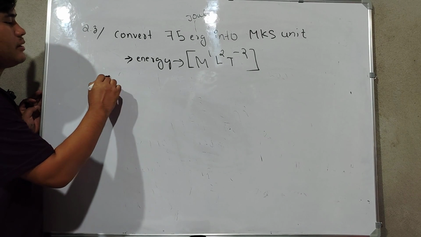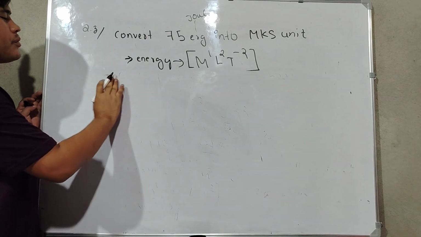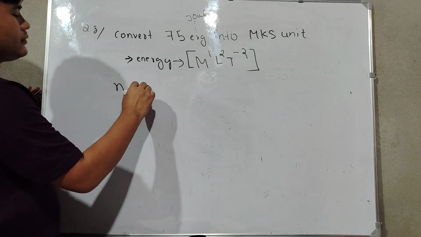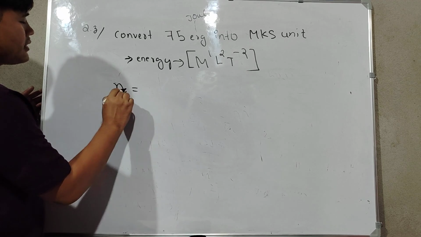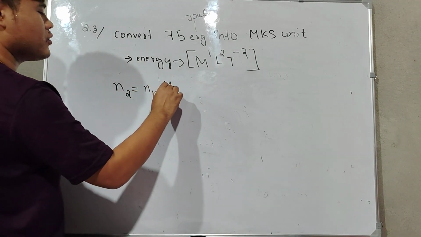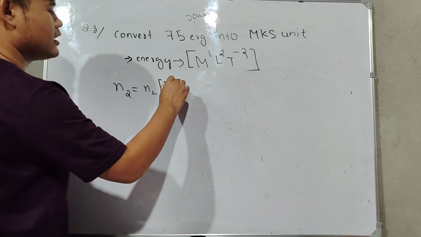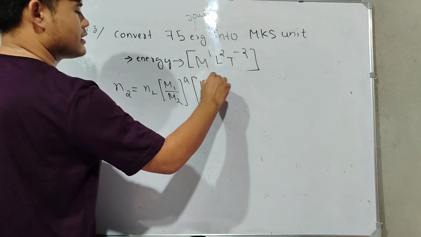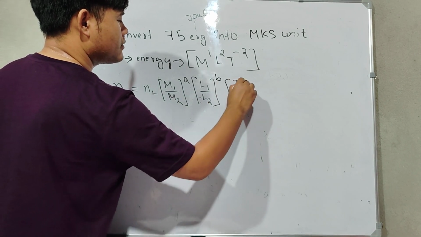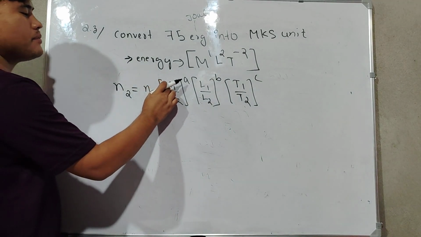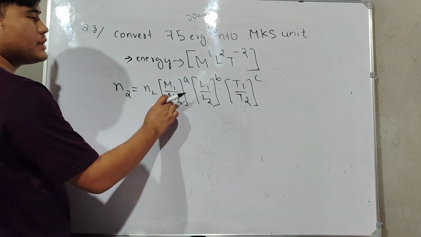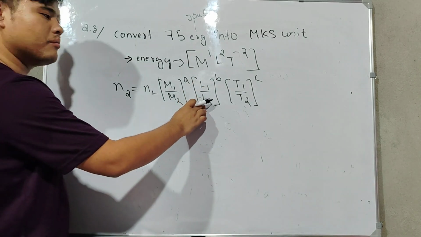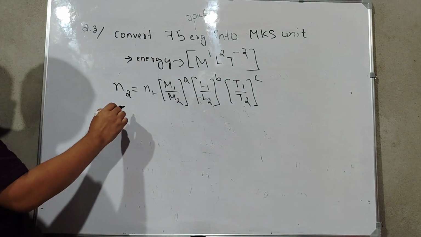So now it will reverse. The formula will be now like this: n2 is equal to n1 into (M1 by M2) to the power a, and then (L1 by L2) to the power b, and then (T1 by T2) to the power c. M1 will be in gram, and M2 is in kg. Now this gram we have to convert into kg. Here centimeter we have to convert into meters. So now here what will you get?